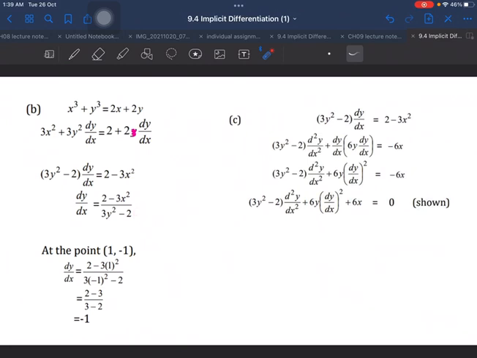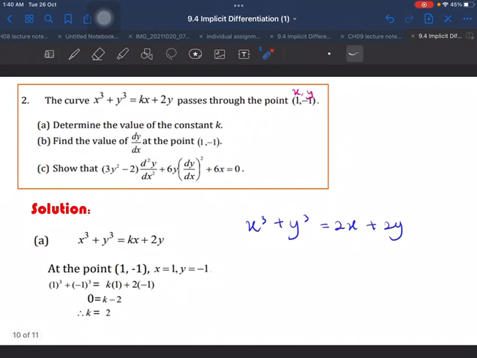And then when we want to find the value for dy dx, we substitute the point (1, -1) into dy over dx. And then we get the answer: dy dx at the point (1, -1) is negative 1. Okay, we have settled question B. Next, we go to question C.